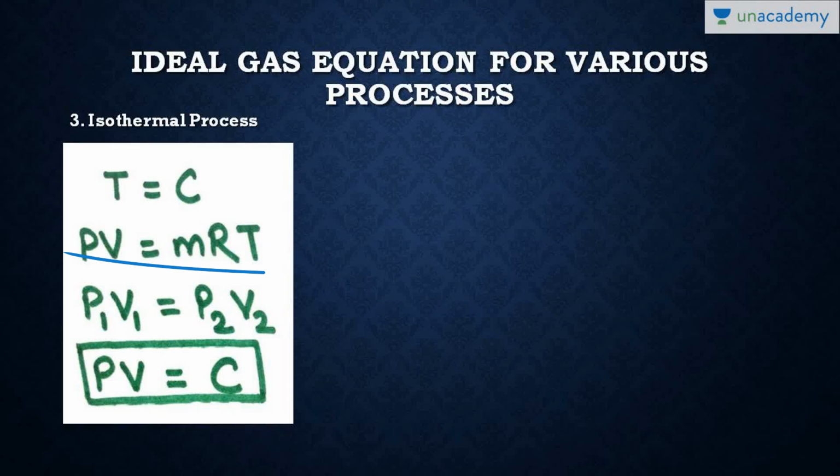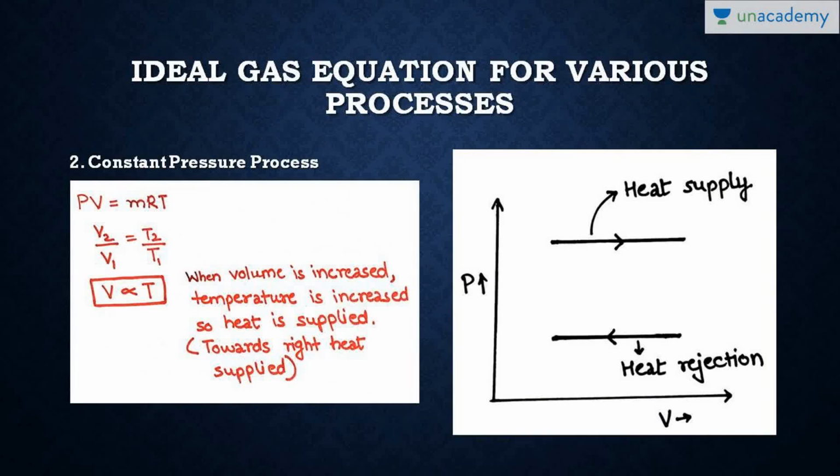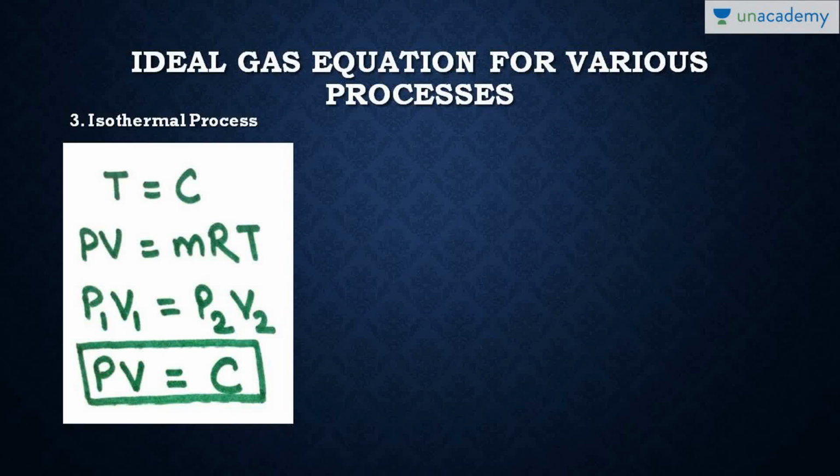For constant volume, we have written P2 by P1 is equal to T2 by T1. For constant pressure, it is V2 by V1 is equal to T2 by T1. For isothermal, it is PV is equal to constant. We can also write it as P1 V1 equal to P2 V2.